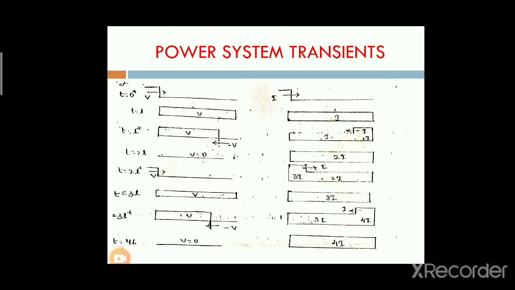The final value of the current, I dash, is equal to V by R, where R is the resistance of the transmission line.